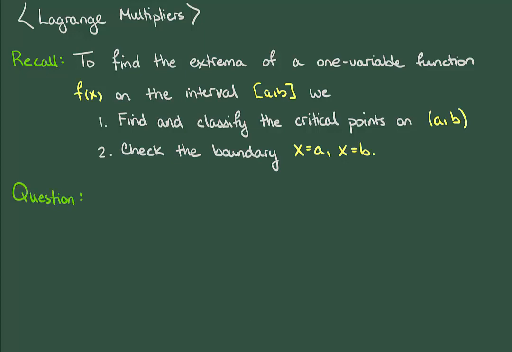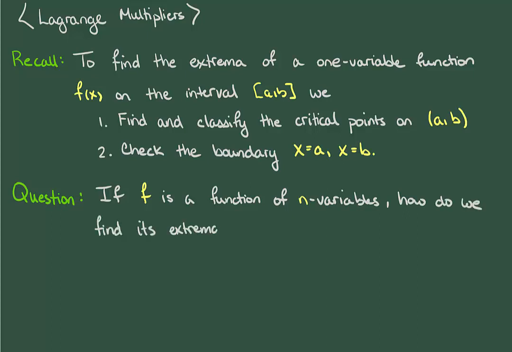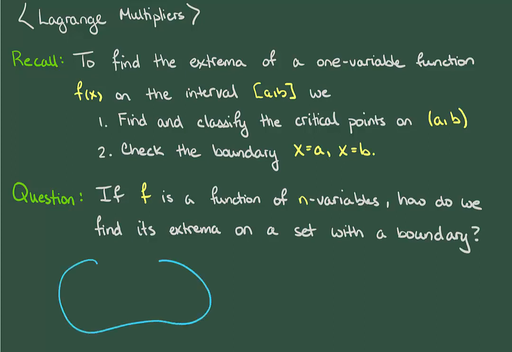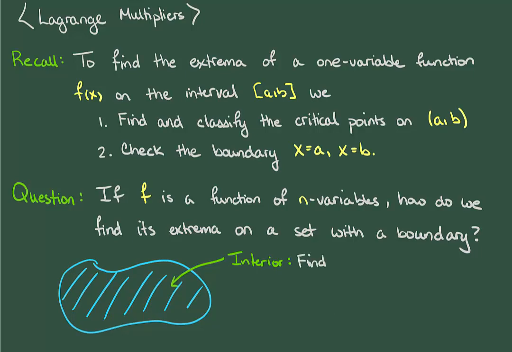Now, if we suppose that we're working with a function of n variables, the question becomes, how do we find extrema on sets with a boundary? For example, suppose that we wanted to find the extrema on this amorphous blob. We know how to handle the interior, right? We tackle the critical points as usual. But it's not clear what we do with the boundary.